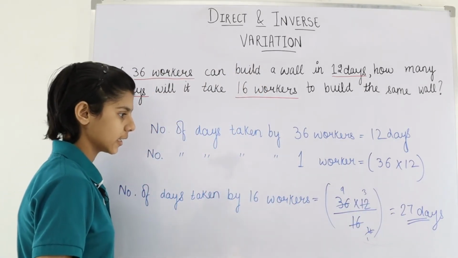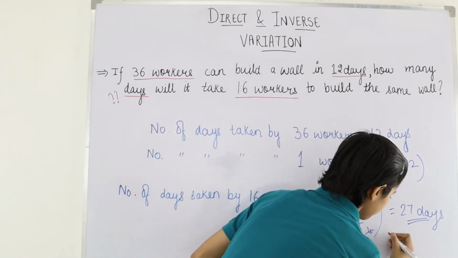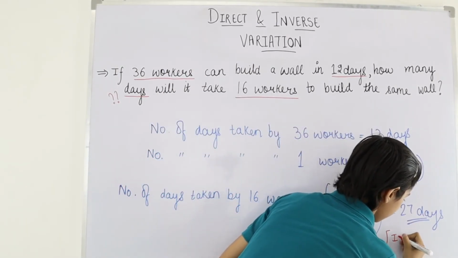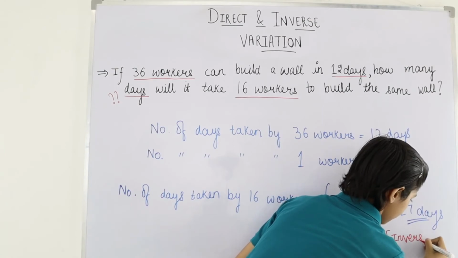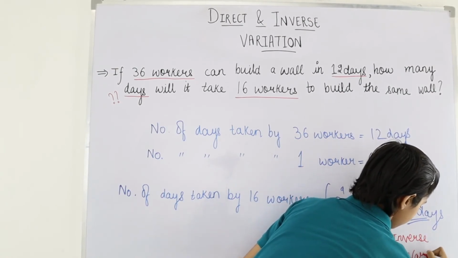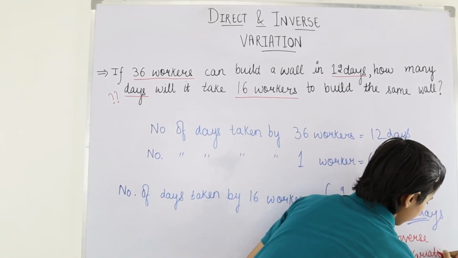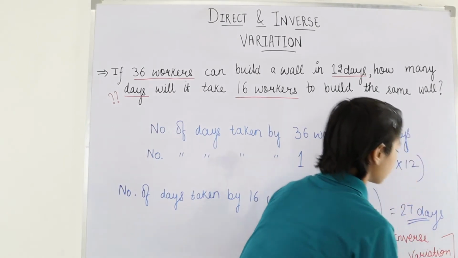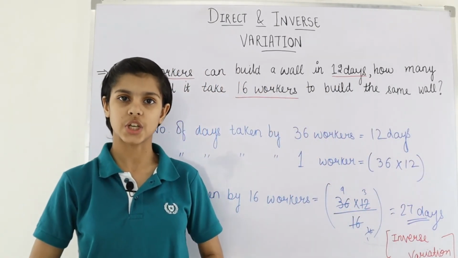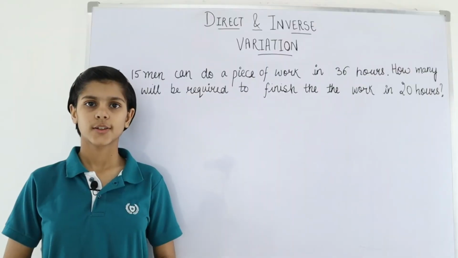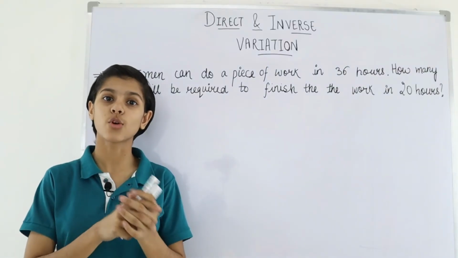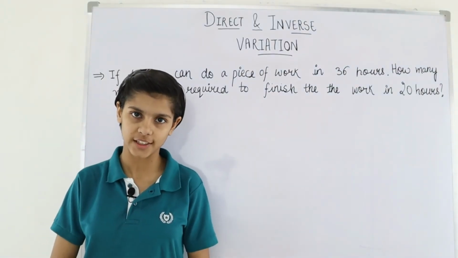So we will write here inverse variation, so that you can be clear that both the variables were related to each other inversely. So friends, here is one more example of inverse variation.